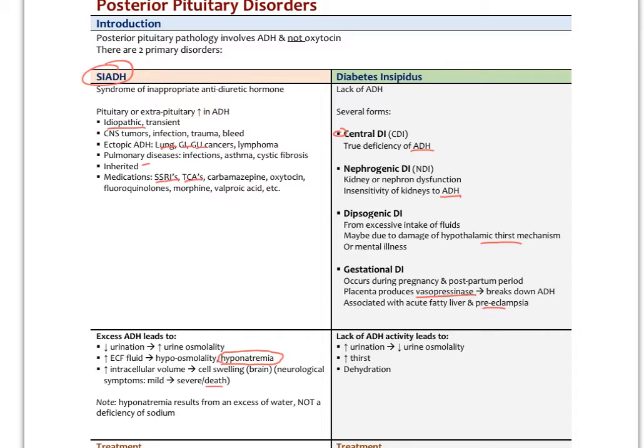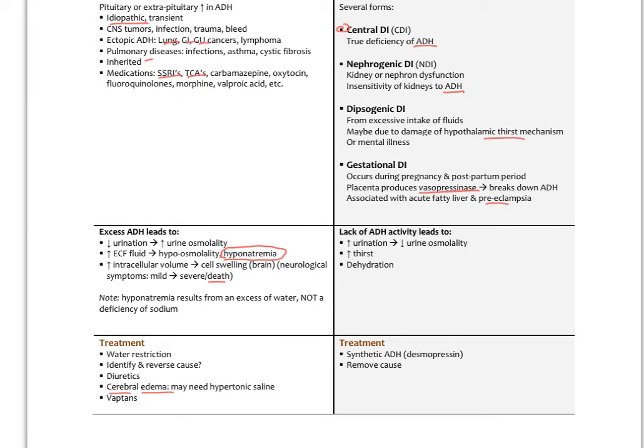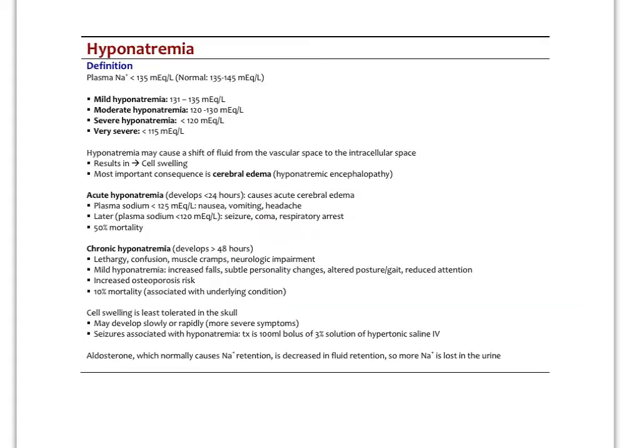But in general, the lack of ADH is going to result in increased urination with decreased urine osmolality, increased thirst, and dehydration, which can be severe. The treatment here will be to try to remove a cause if possible, and to maintain adequate hydration. So that's very important here. Make sure the patient keeps drinking enough water. And then maybe use a synthetic ADH analog like desmopressin. Okay, so those are our two major posterior pituitary pathologies.